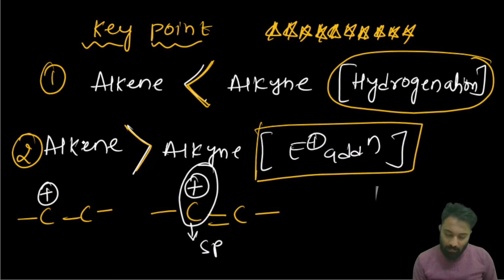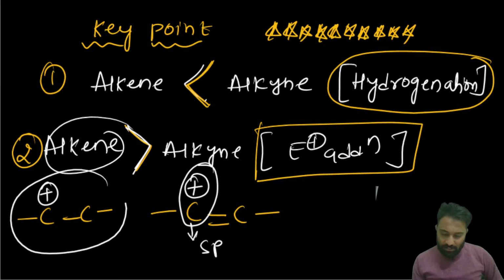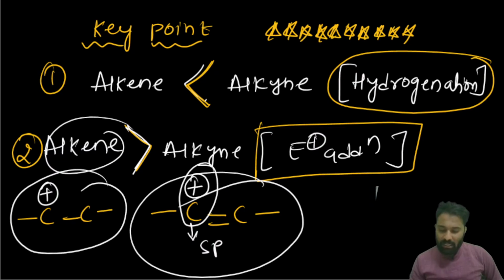So that's the reason. Among the alkene and the alkyne, alkynes will also undergo electrophilic addition. You may ask, sir, how come? It will undergo, but in the competition between these two, if they ask which one will readily undergo electrophilic addition, alkene will readily undergo, because it produces the stable carbocation, whereas the alkyne produces the unstable one. So that's the reason.